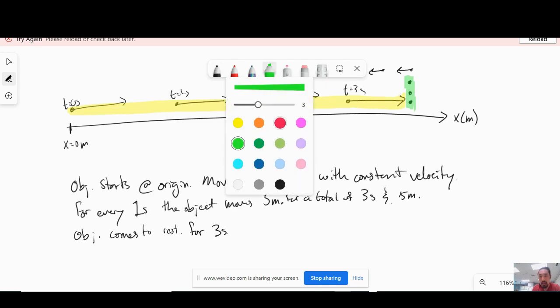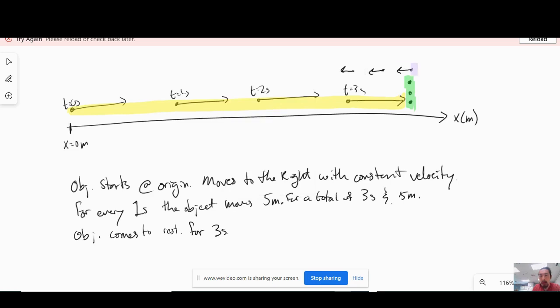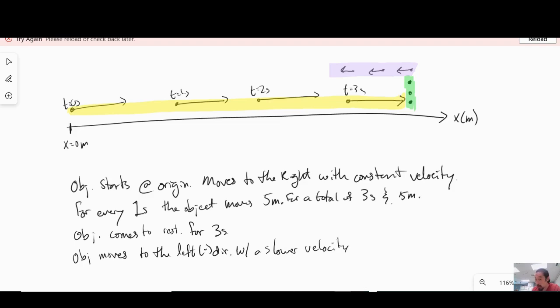And finally, the last part, let's do that in purple. Boom. All right, let's verbalize that part. For that part, we can say object moves to the left, aka the negative direction, with a slower velocity. And if you're thinking to yourself, how do we know it's slower? Well, look at the size of the arrowheads. The arrows themselves, I drew them smaller. And also the amount of spacing between each dot is less. The object moves to the left, the negative direction, with a slower velocity.